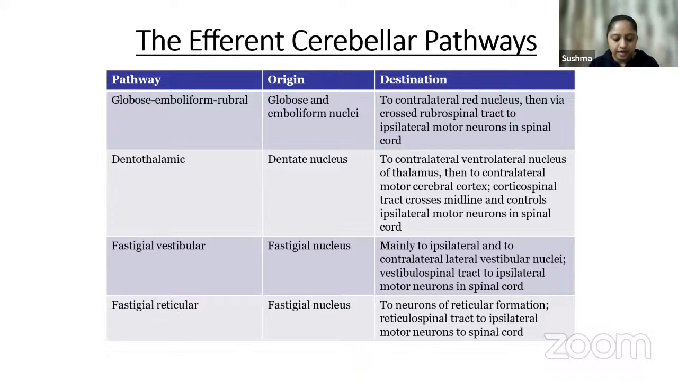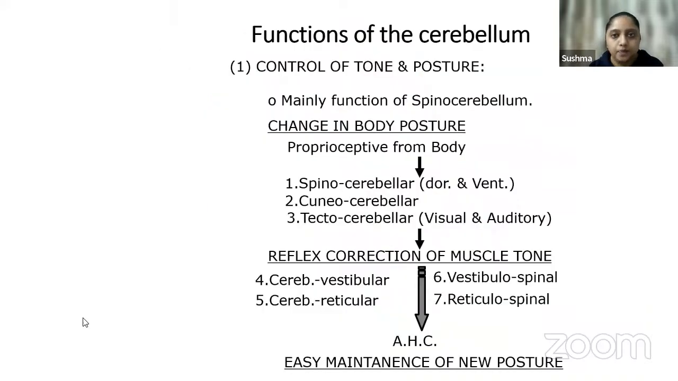So basically, I have these two different pathways, correct? Globose emboliform rubral, dentothalamic, fastigial vestibular, and fastigial reticular. So output from the cerebellum goes through these pathways and eventually it reaches the cerebrum. Okay? Yes. Then, what are the functions of the cerebellum?